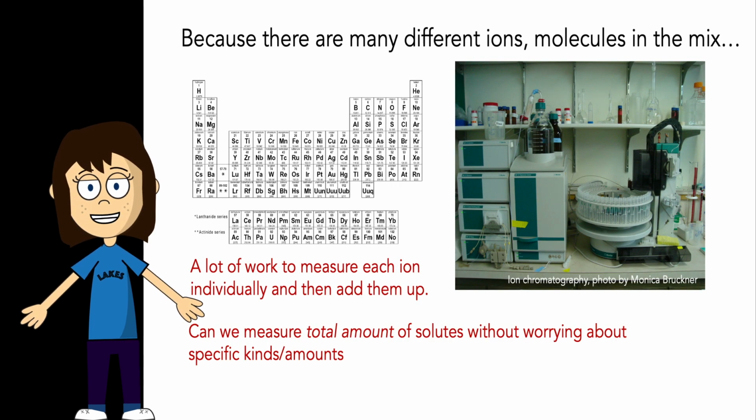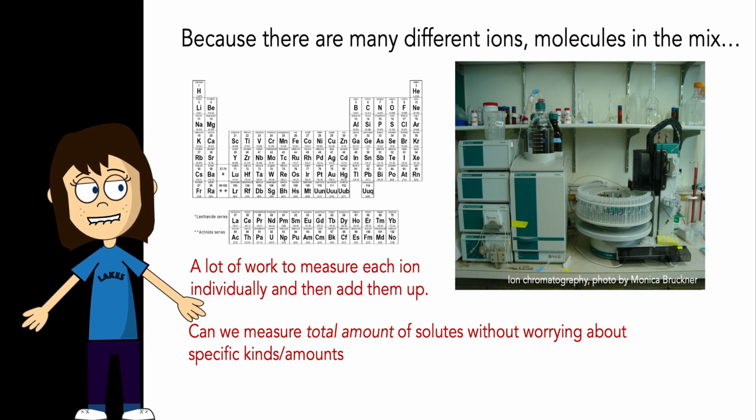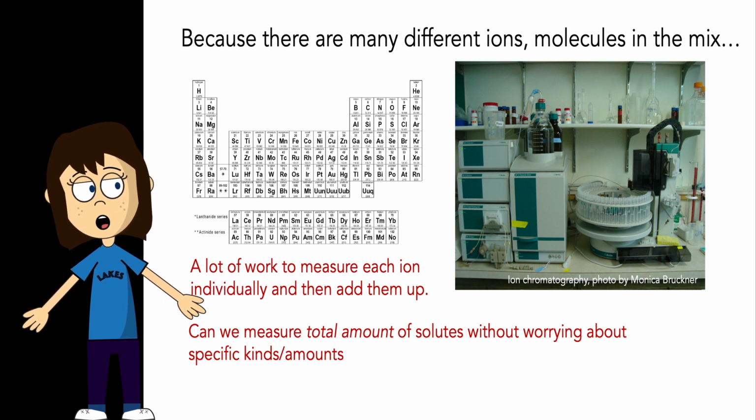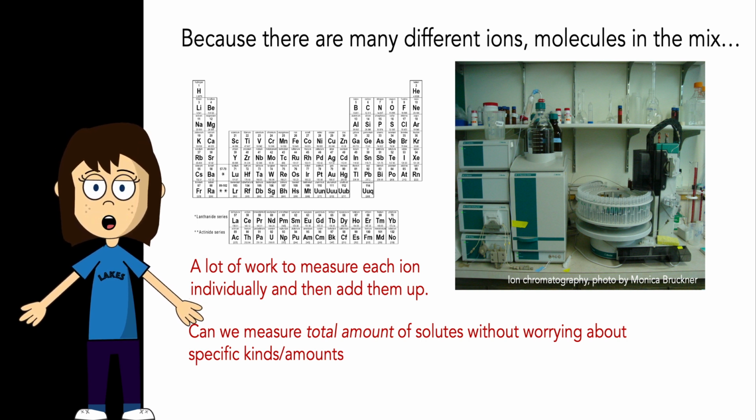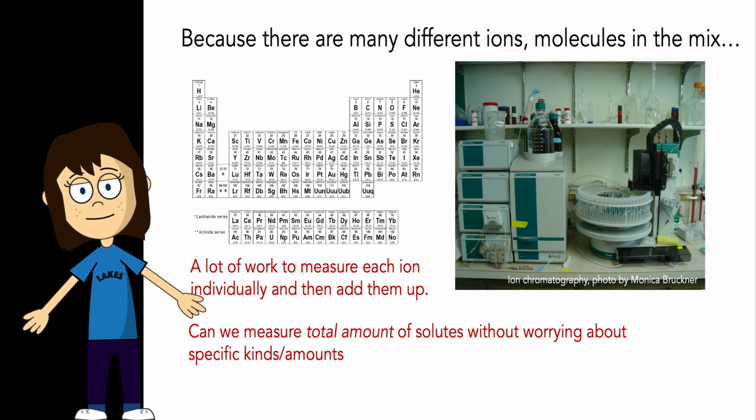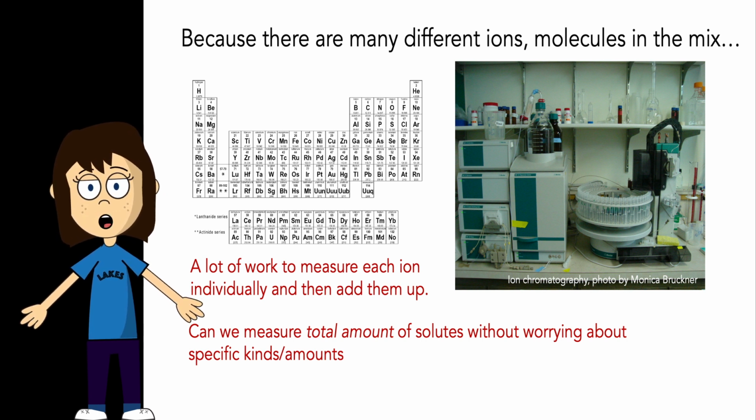And looking at the periodic table, there's many different ions and different molecules in the mix. And so it's a lot of work to measure each ion individually and then add them up. So to make our lives easier, it'd be handy to measure the total amount of solutes in a water sample without worrying about which specific kinds or amounts.